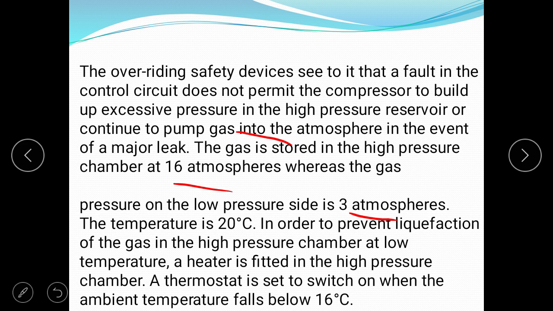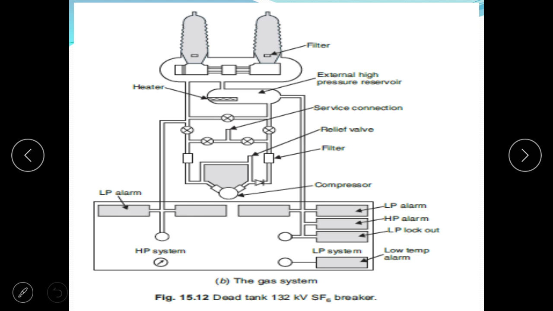In order to prevent liquefaction of the gas in the high pressure chamber at low temperature, a heater is fitted in the high pressure chamber. A thermostat is set to switch on when the ambient temperature falls below 16 degrees Celsius. So the figure shows the gas system of a circuit breaker.